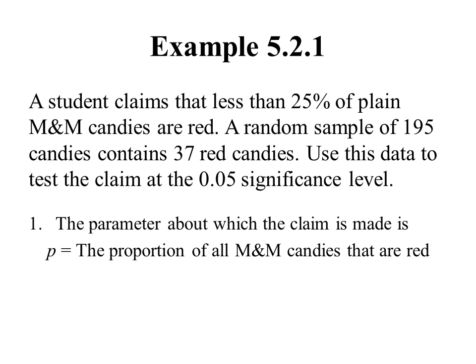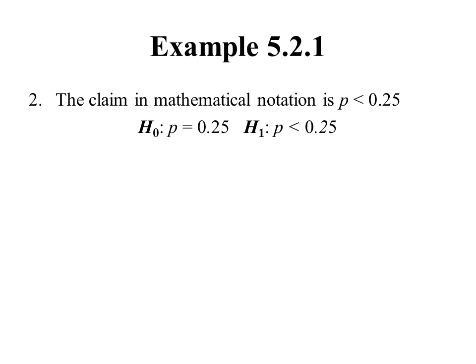The first step in any hypothesis test is to define the parameter about which the claim is made. In this case, we're making a claim about the proportion of all M&M candies that are red. And we stress the word all here because it's a claim about the large population of all M&M candies, not just the 195 in our sample. So the next step is to set up our hypotheses. The claim in mathematical notation is that p is less than 0.25. And so that gives us the null hypothesis p equals 0.25, and the alternative is that p is less than 0.25.